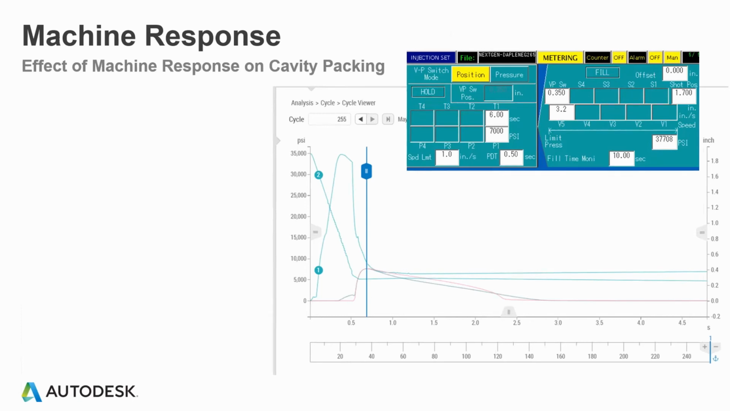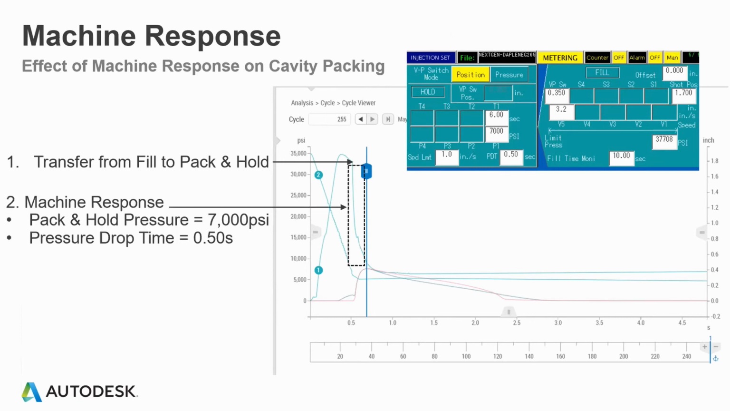So there are reasons for having these features, but let's say we put a 0.5 value in this PDT, not a huge value. Once we get from transfer, from fill to pack and hold, you'll notice quite a bit of difference in that curve. It doesn't drop off as sharply. It doesn't reach set point until sometime quite later than before.